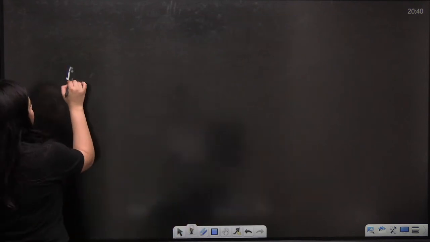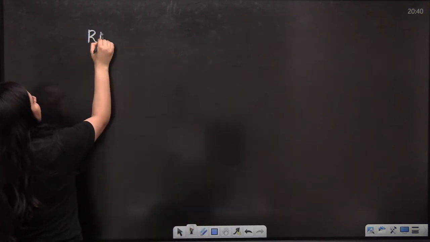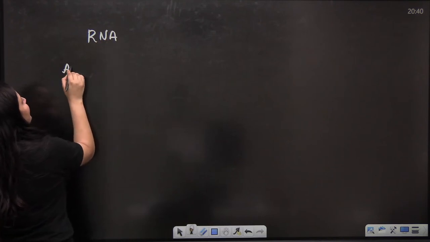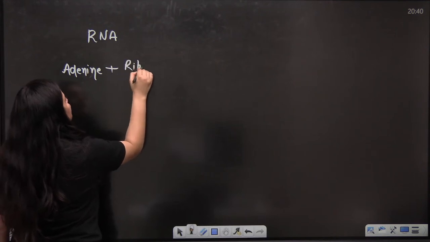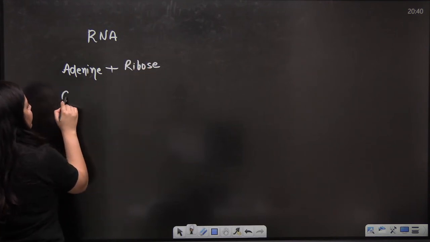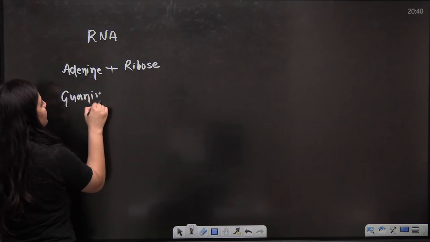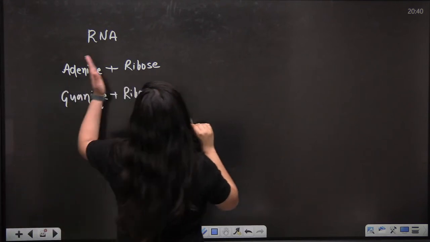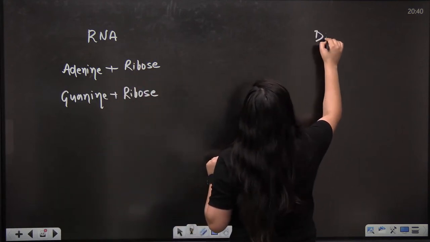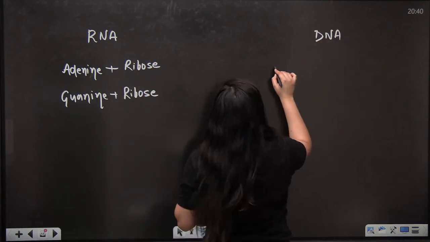Now, one more question. When it comes to the RNA, you are going to have adenine plus ribose sugar. Together, they will form a nucleoside. When it is guanine plus ribose, then obviously together it is making the nucleoside. Now let's talk about the DNA.